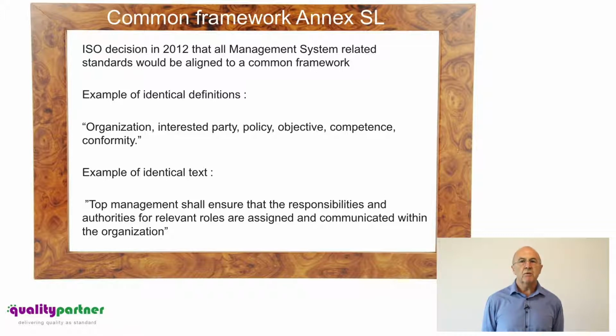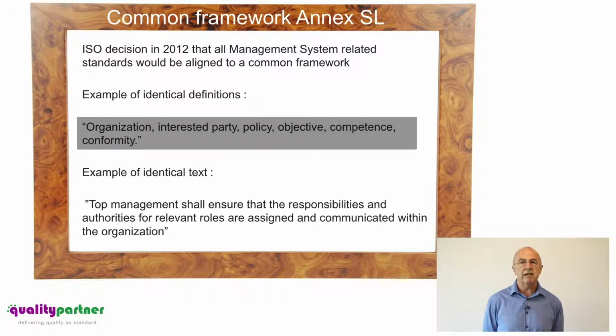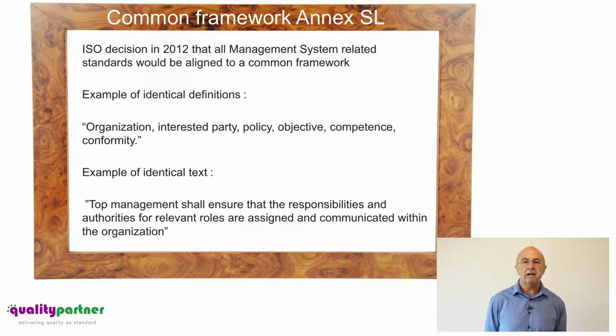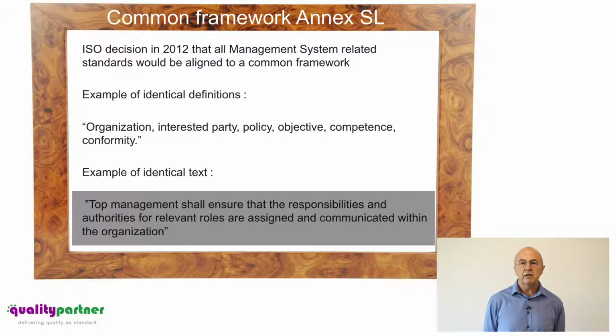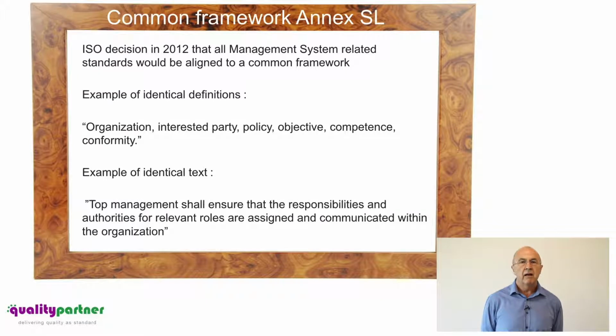So why did ISO 9001 need to change? The reason was the common framework Annex SL. ISO made a fundamental decision in 2012 that all management system standards would be revised around the common framework. In this common framework, there are common definitions, for example, organisation, interested party, policy, competence, conformity, and there are also examples of common identical texts. For example, top management shall ensure that responsibilities and authorities for the relevant roles are assigned and communicated within the organisation. This common framework was designed to be used for any future revision of management system standards.